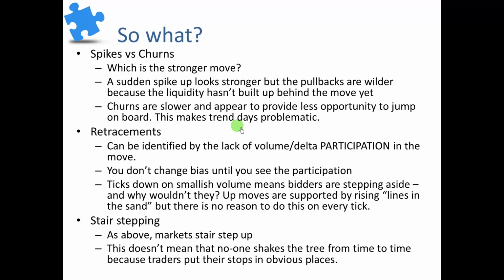Okay, now one of the things we regularly see are spikes versus churns, or rapid move up versus slow grinds up. Now lots of people are going to see a quick move up in the market and they're going to equate that to strength. But if you consider the liquidity consumption model, if you think about floors and ceilings, we know that a rapid spike up is going to create a larger vacuum behind it.